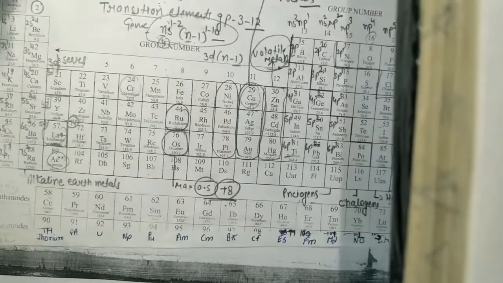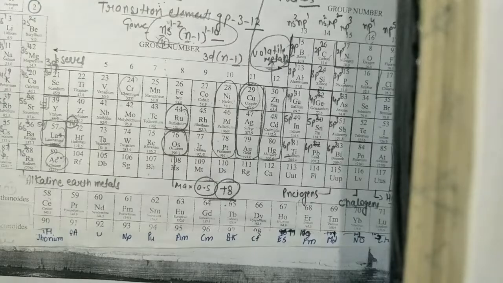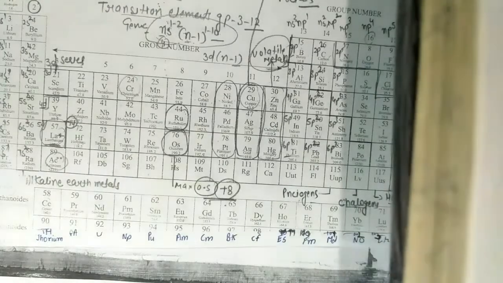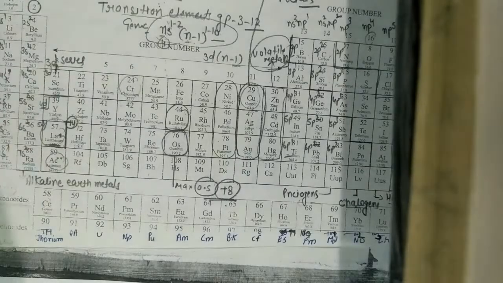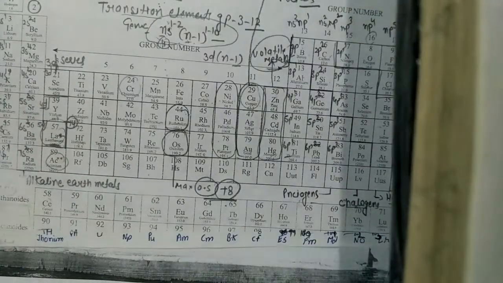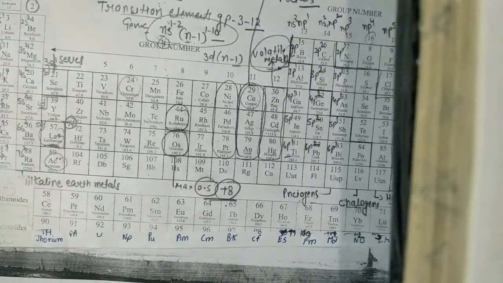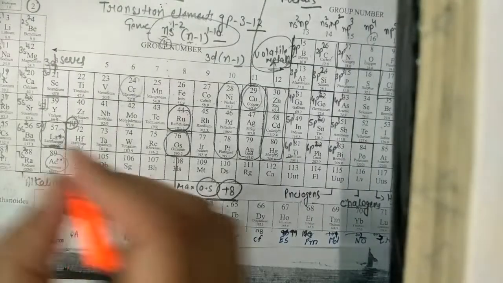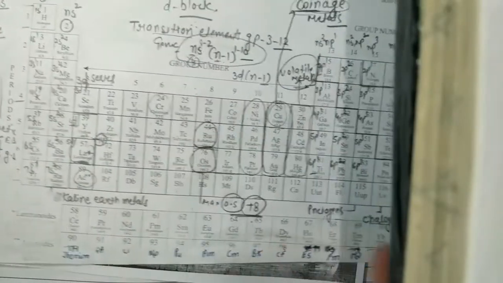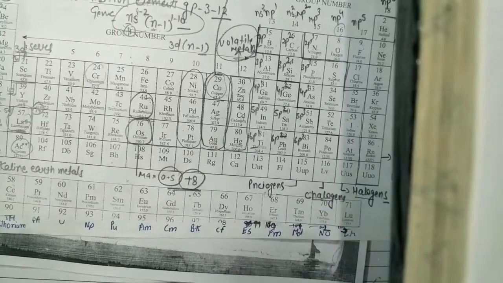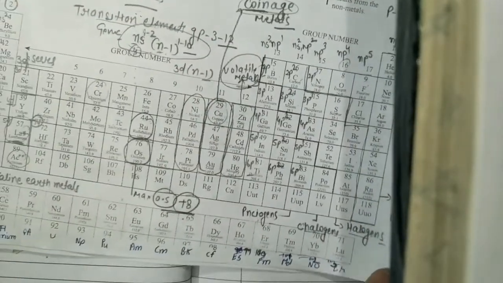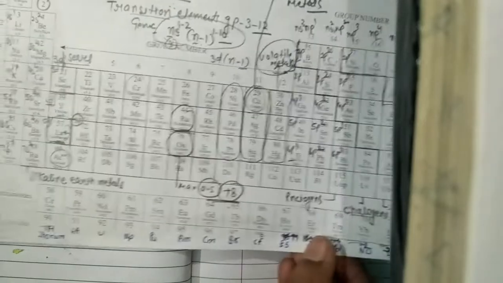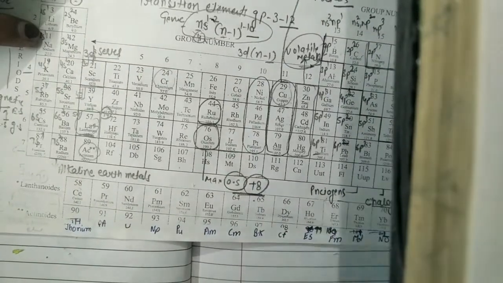Good morning, students. In our previous lecture, we discussed the periodic table. Firstly, the periodic table is divided into four blocks. In detail, we discussed the s, p and d block elements in a previous lecture. But today we will discuss the fourth block, that is called the f block element.